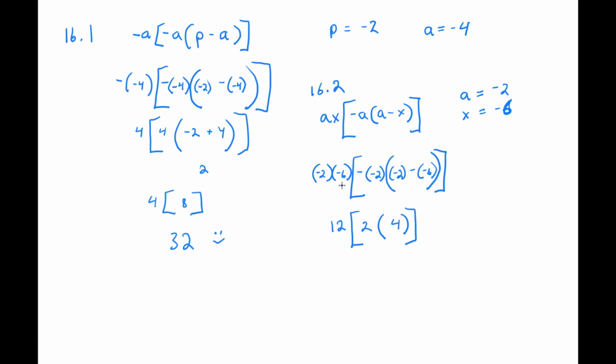So -2 times -6 is a positive 12. Within my parentheses, a -2 plus a 6 is going to give me 4. And then the opposite of a -2 is a positive 2. So it's going to be 12 times 2 times 4. So 2 times 4 is 8. And 8 times 12 is 96. And if you got 96, then you got that one right. Congratulations. All right, I'm going to clear this page.